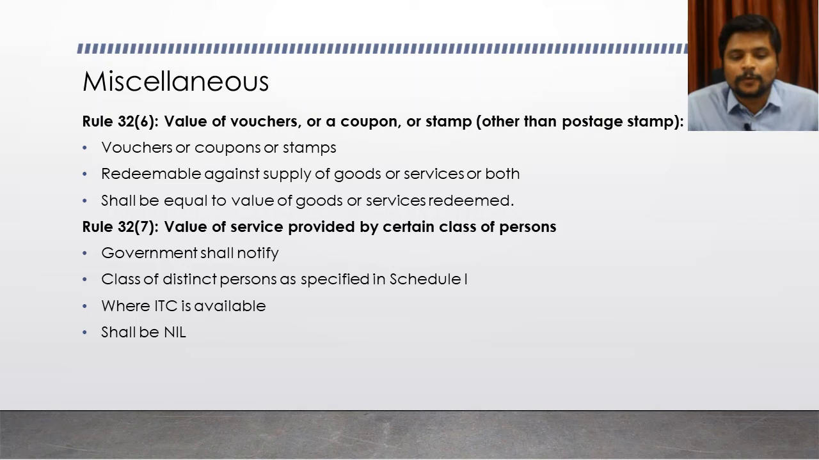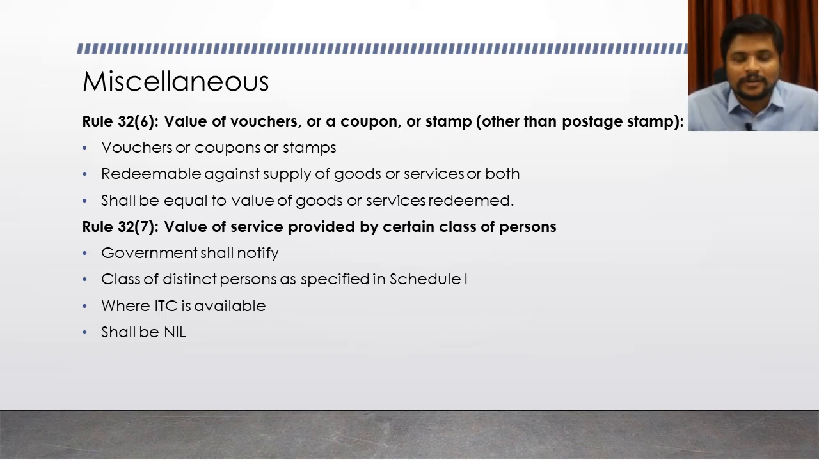Value of services provided by certain class of persons. Certain class of persons are providing certain services, and the valuation for those services will be in the following manner. This is a residual rule. In this, the government shall notify any class of persons, distinct persons as specified in Schedule 1. Under Schedule 1, you know about the distinct persons, and the class of distinct persons will be notified by the government for whom this rule will become applicable, and where ITC is available, the value shall be nil.